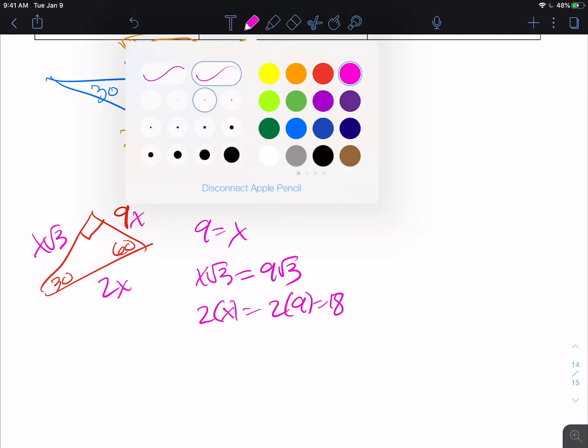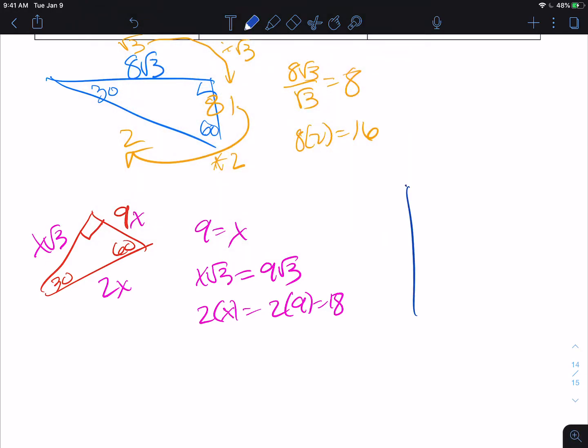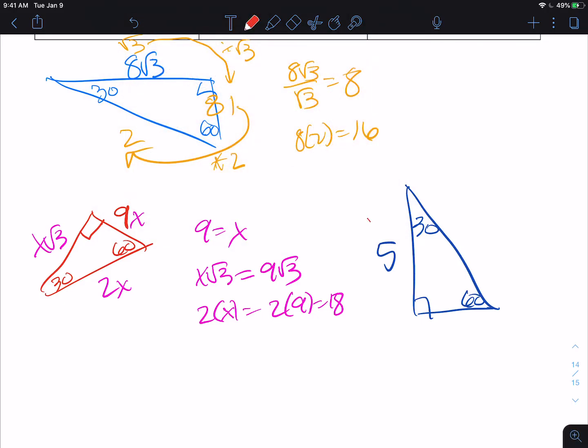Still not so bad. It's when we get to slightly more complicated ones, like if I were to give you this triangle. What if I were to give you 5? So if we label our triangle, this side is x root 3, this side is 2x, this side is x. Well, here we have 5 is x root 3.